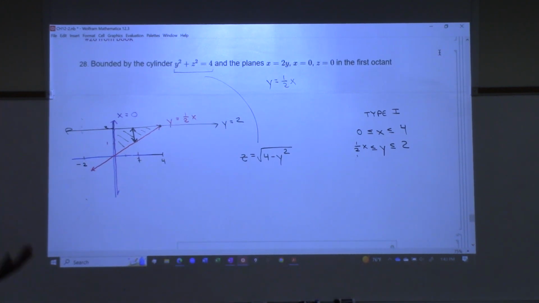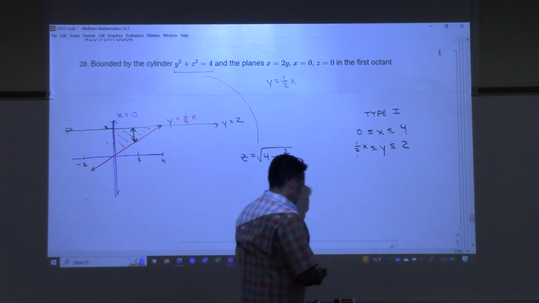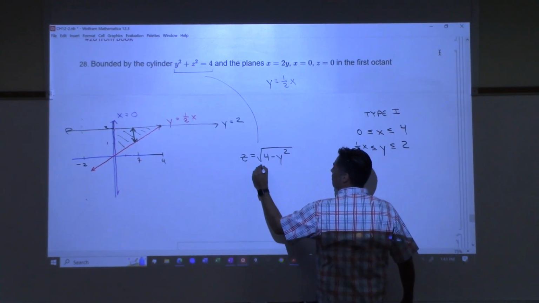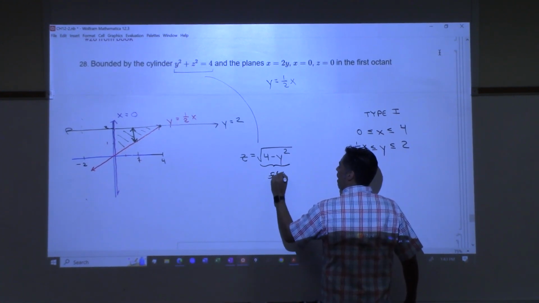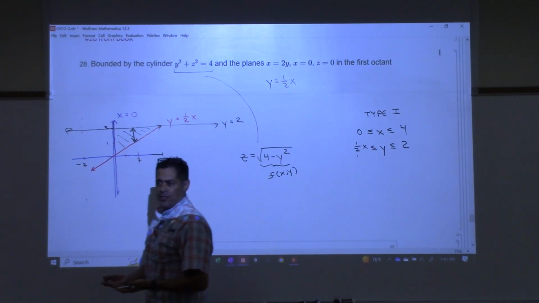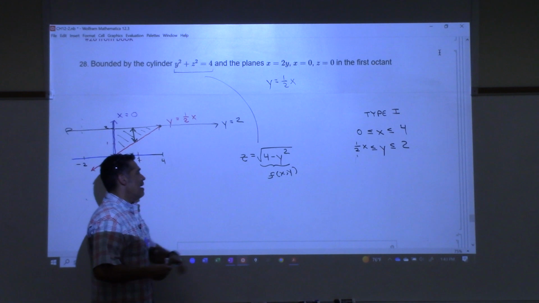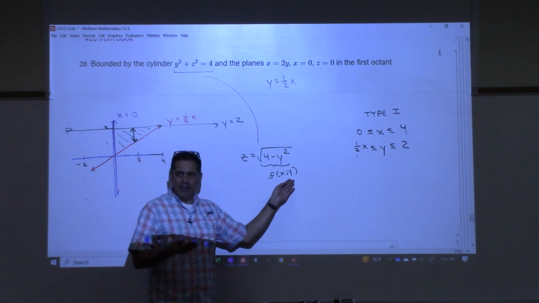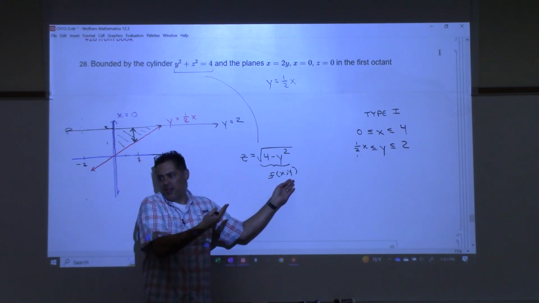And then what's the bottom? Just 0, z equals 0, right? So this right here is our f of xy, right? And then our g of xy is just 0. Now, I'm calling it f of xy because, you know, it is a function of two variables, just x doesn't appear here, right?